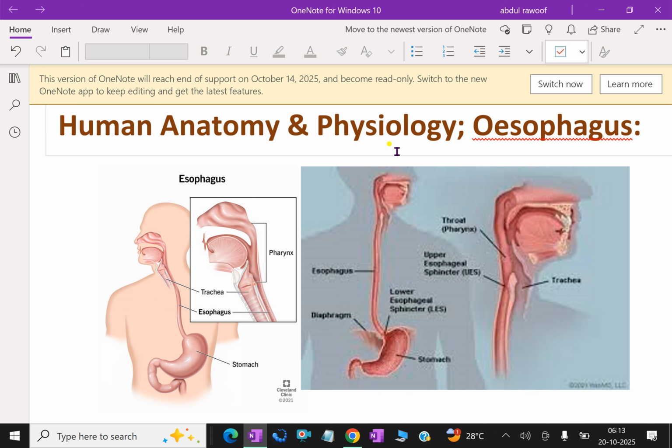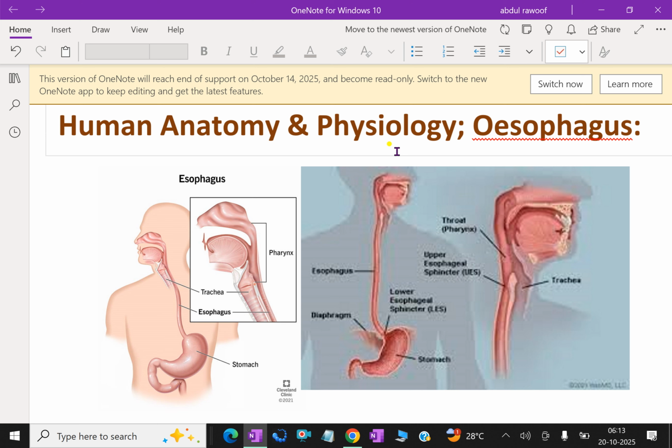Venous drainage. From the thoracic regions, venous drainage is into the azygos and hemiazygos veins. The abdominal part drains into the left gastric vein. There is a venous plexus at the distal end that links the upward and downward venous drainage. That is the systemic and portal circulations.